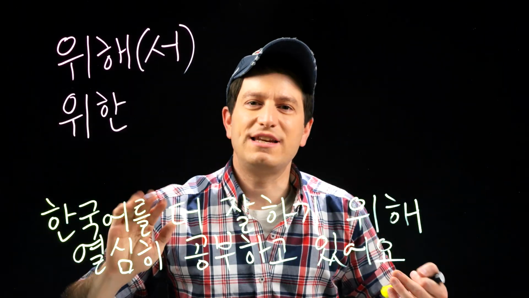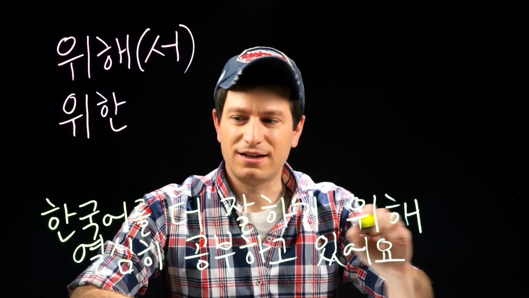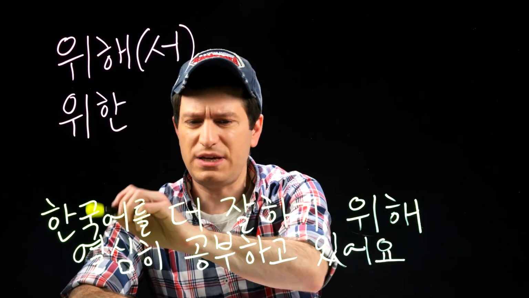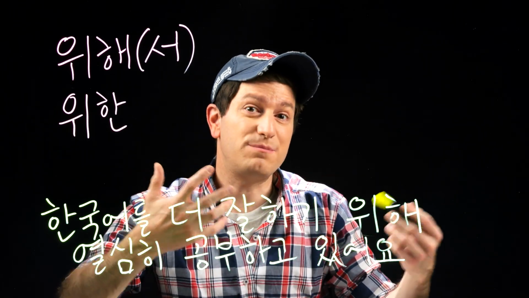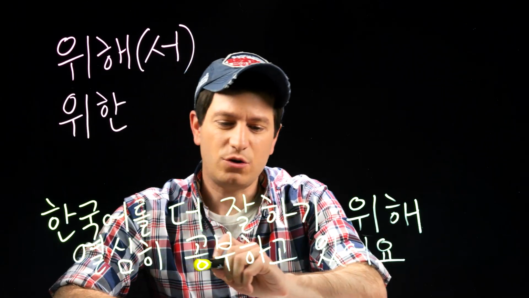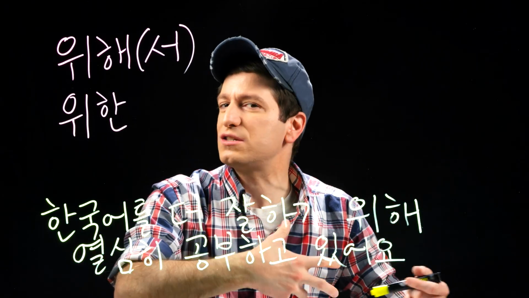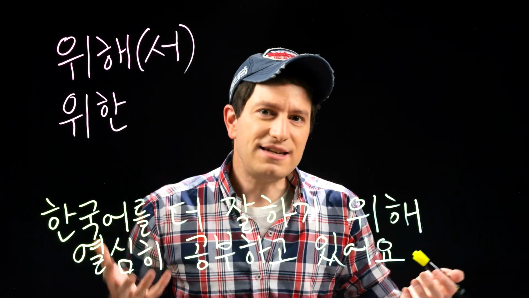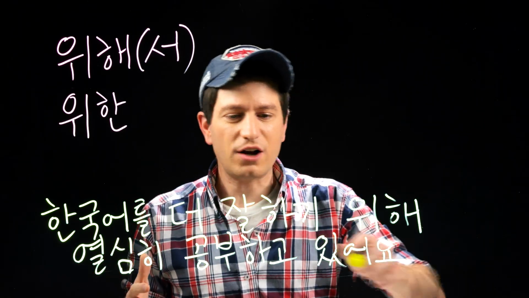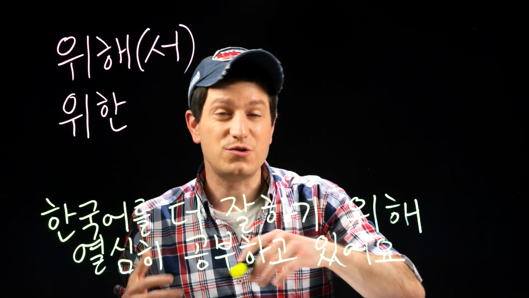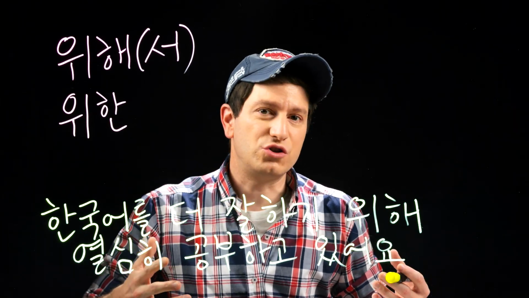So first let me give you an example. 한국어를 더 잘하기 위해. So in order to speak, literally do, in order to speak more well, in order to speak better Korean, 열심히 공부하고 있어요. So I am studying 열심히. I'm studying hard in order to speak better Korean. Now this sentence is perfectly correct, but it can sound a bit stiff, and as a result, you're not going to hear this sort of sentence used by a native speaker. So I'm going to show you a more natural way to say in order to or for.